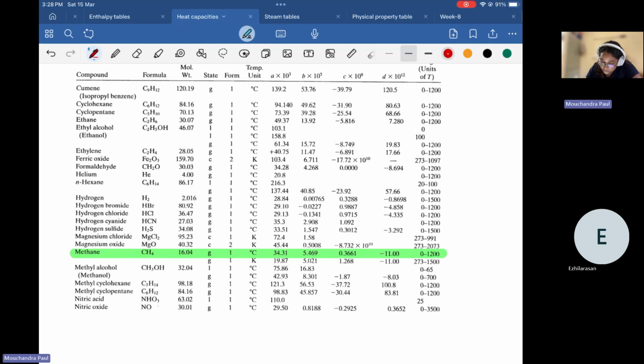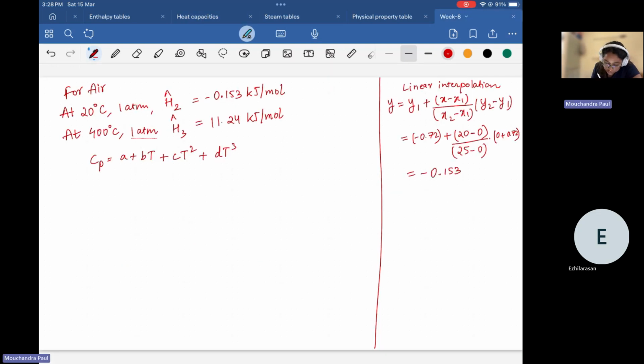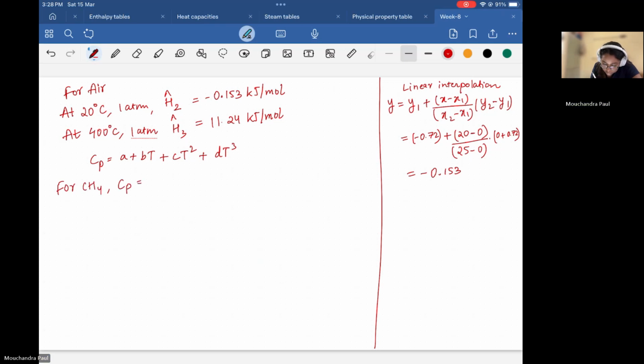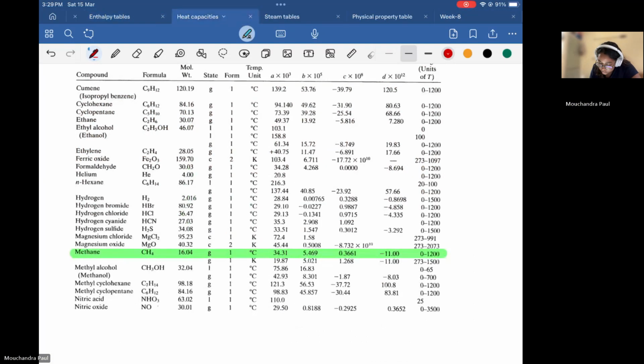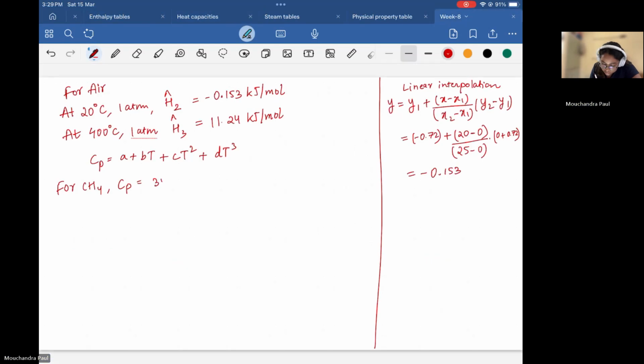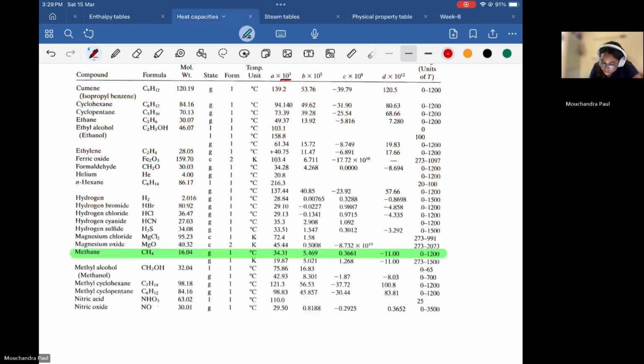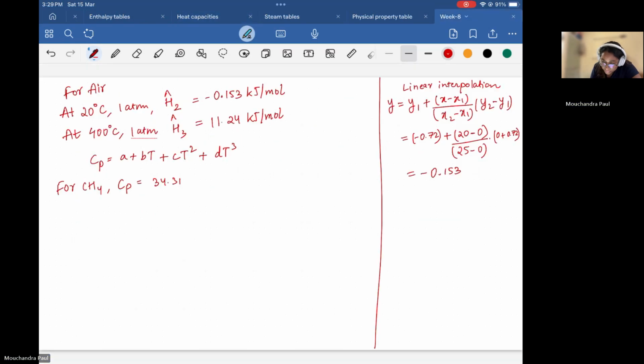Well, let's copy these values. Okay, for methanol. Sorry, not for methanol, for methane. Cp is equal to 34.31. Now note, it is multiplied with 10 raised to the power 3, but we must write it as 10 raised to the power minus 3.